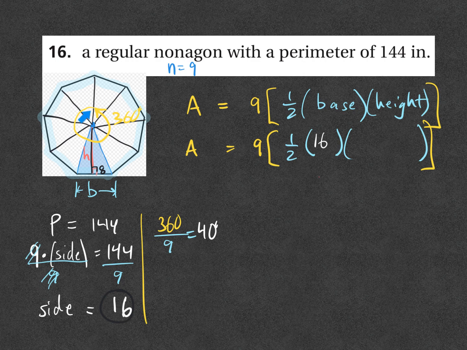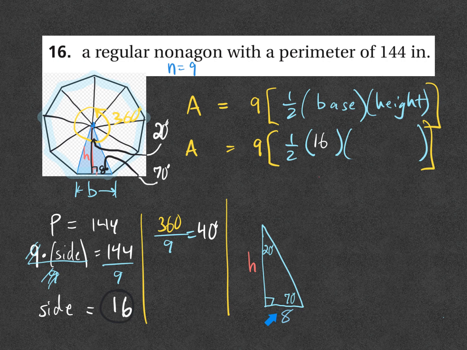So if every triangle's central angle is 40, then our blue one's 40-degree angle got cut in half. So this is a 20-degree angle. And if that's a 20-degree angle, then this must be a 70-degree angle. So we can use SOHCAHTOA to find h. Maybe if we were at the 70-degree angle, that's opposite over adjacent. So tangent of 70 is that opposite side over the adjacent side. Multiplying both sides by 8, the height equals 8 times tangent of 70 degrees.